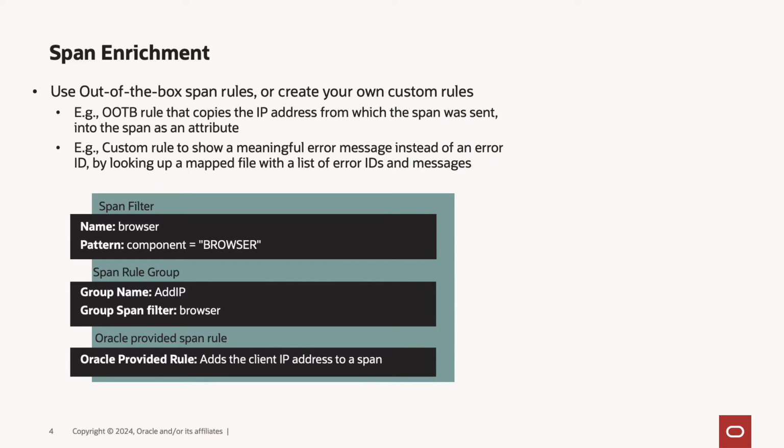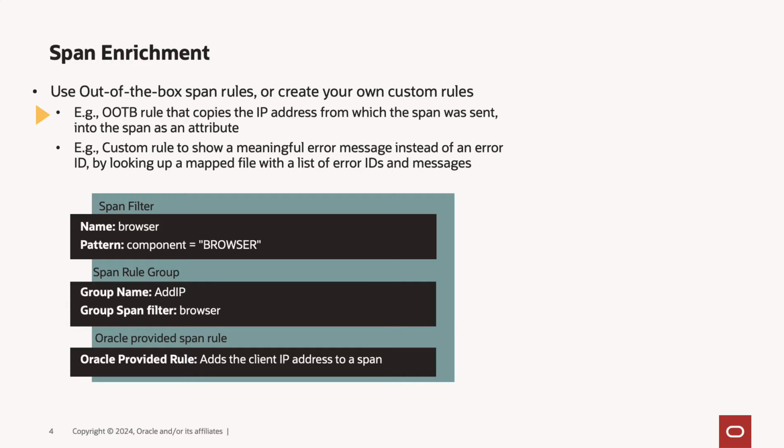That was a high-level introduction to the span enrichment feature. Now let's look into more detail with examples. There are two types of span rules, out-of-the-box rules and custom rules. Out-of-the-box rules are provided by Oracle and can be used as is because they are already pre-configured for common use cases. So for example, you can use the out-of-the-box rule that copies the IP address from the client from which the span was generated, transfer it into the span, and show the value as an attribute.